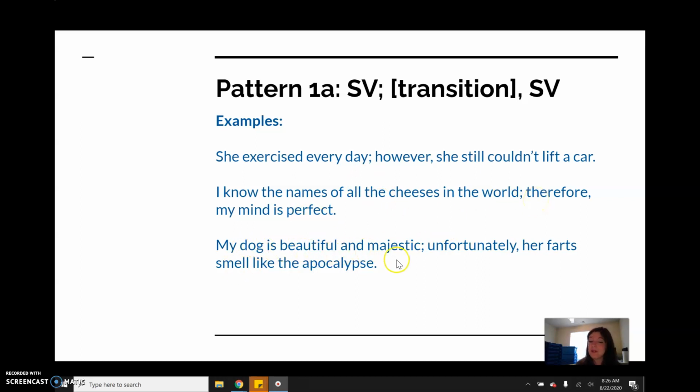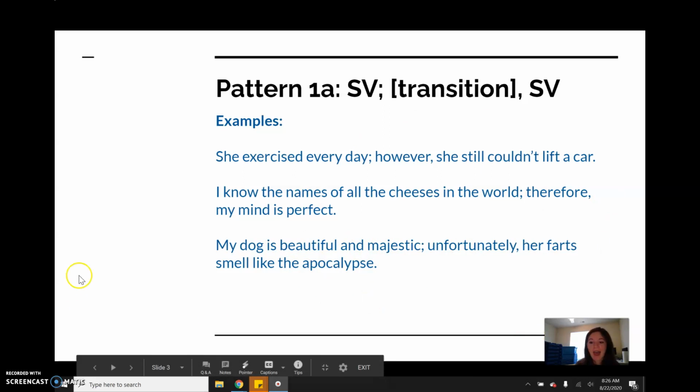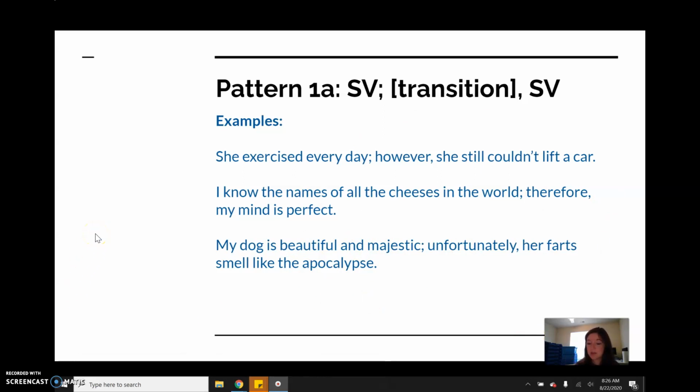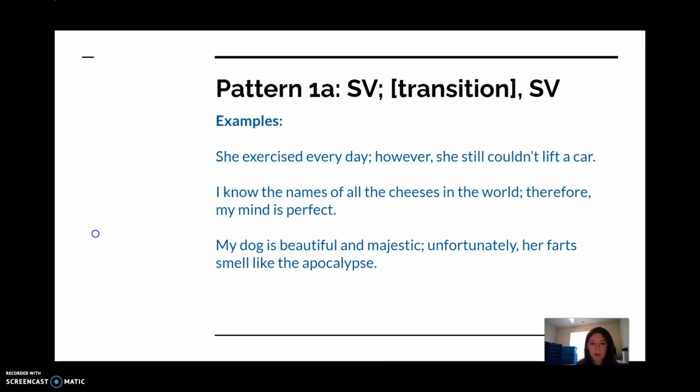My dog is beautiful and majestic; unfortunately, her farts smell like the apocalypse. And so the unfortunately works like the however, where it indicates that the second part of the sentence is at odds with the first part of the sentence. And so I would strongly suggest adding this one in, not just to your essays because it's a requirement, but to your writing style because it's a highly useful form of syntax.